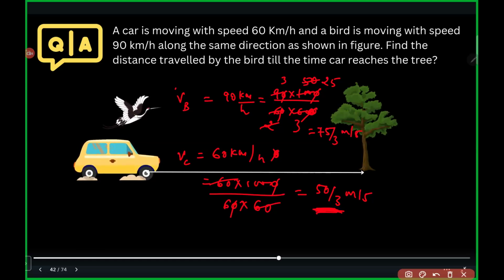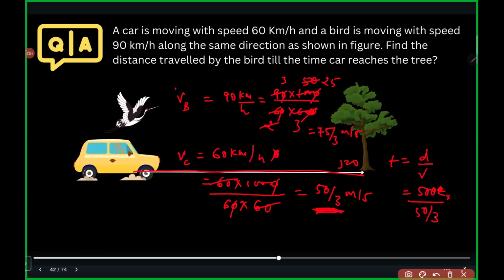So let's see. Now we'll solve the question. This distance is given to you, 500 meters. First you have to find the time it is going to take to reach the tree. It's a uniform motion, we know, so time is equal to distance upon speed. What is the distance? 500. And what is the speed of the car? It is 50 by 3. So let's take the 3 upside, so it will come 10 into 3, which is 30 seconds.